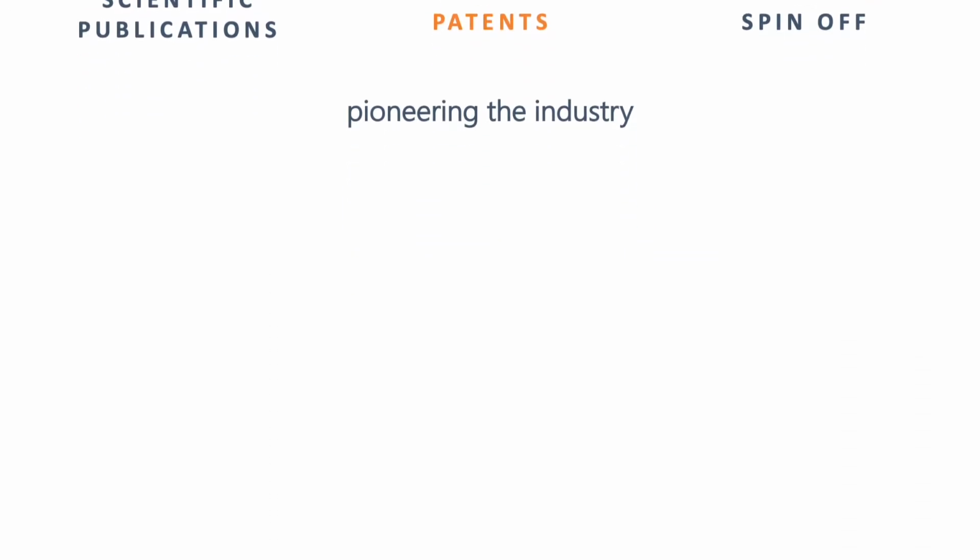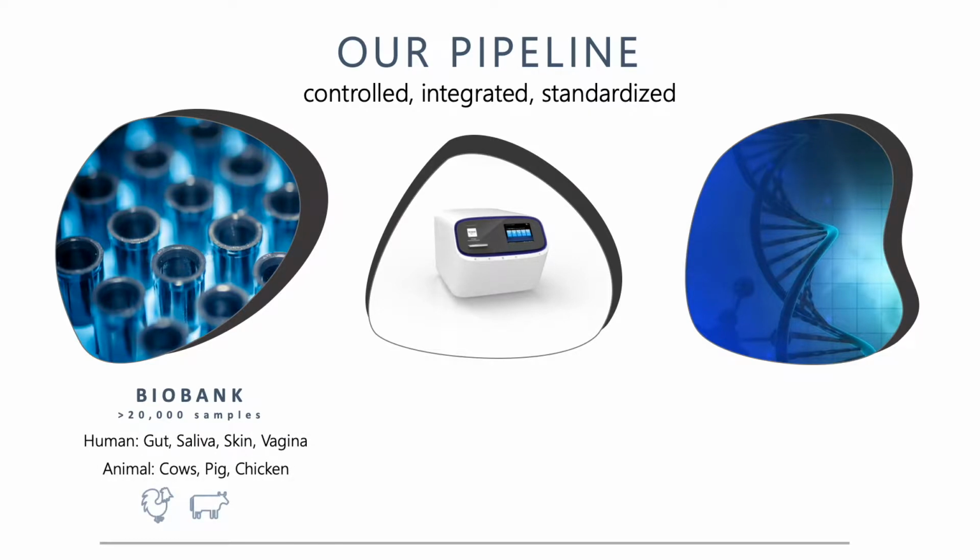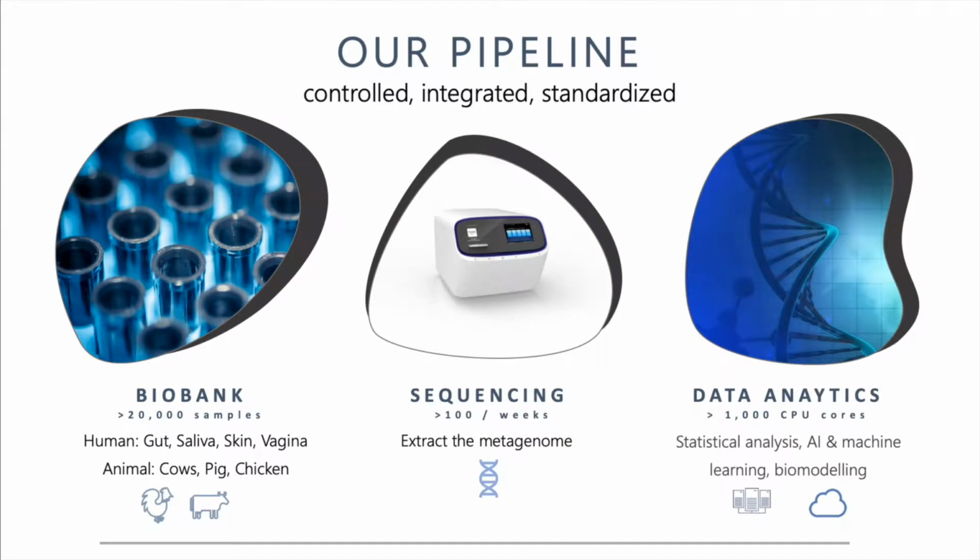The main process is composed of 3 steps. First, the biobank, which is here to store human and animal samples. The sequencing part, which is there to extract the genome. And the data analytics part, to do statistical analysis, AI and machine learning modeling, biomodeling, etc.